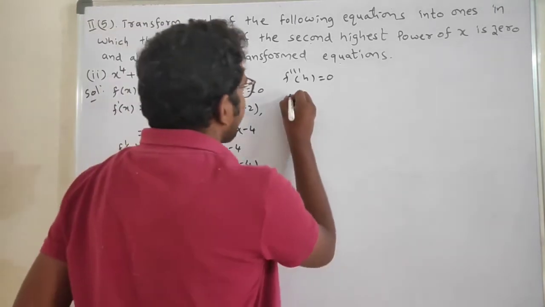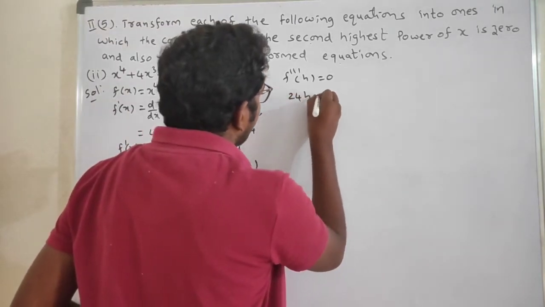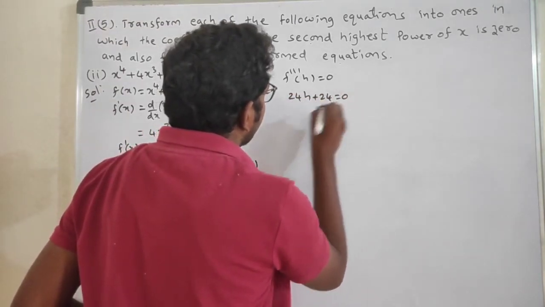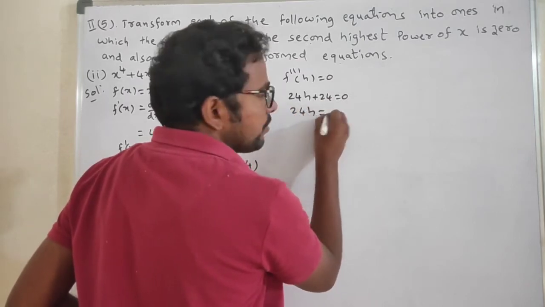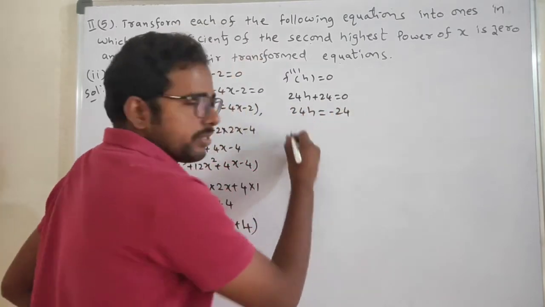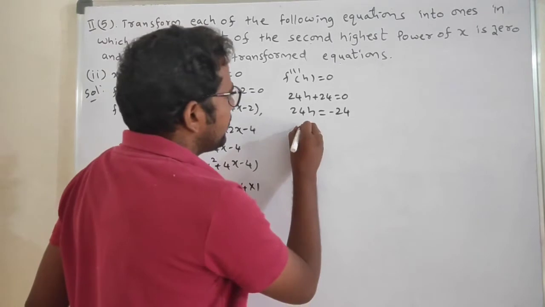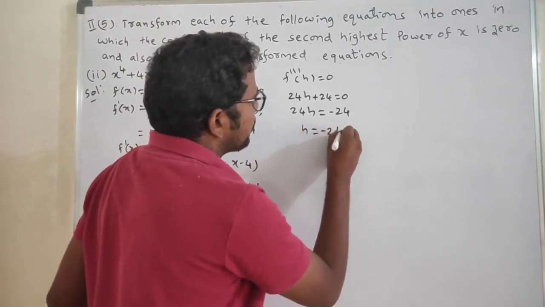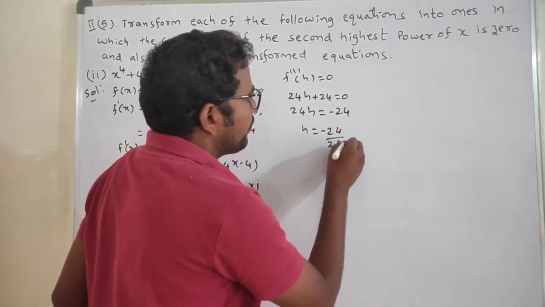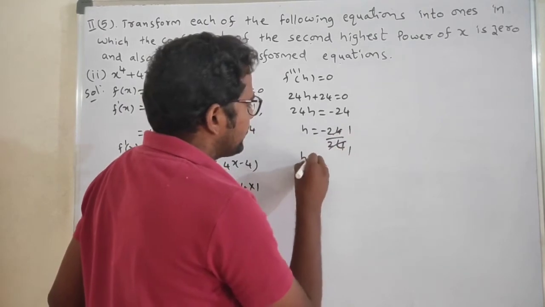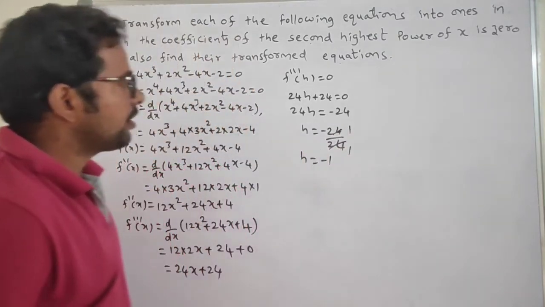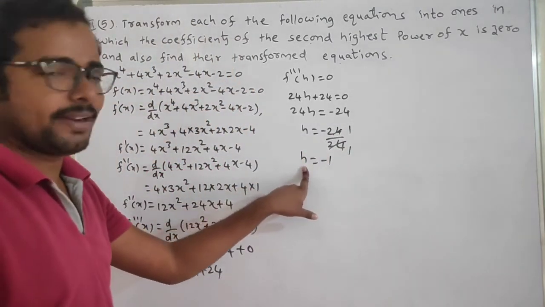24h plus 24 is equals to 0. So 24h is equals to minus 24. Send 24 to the right side, divide RHS, minus 24 by 24, 24 ones are 24, ones are, so h is equals to minus 1. Now by taking h equals to minus 1, do Harris method.